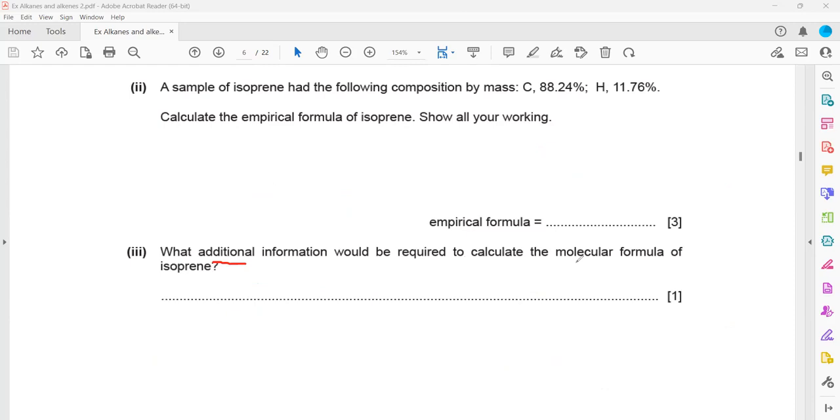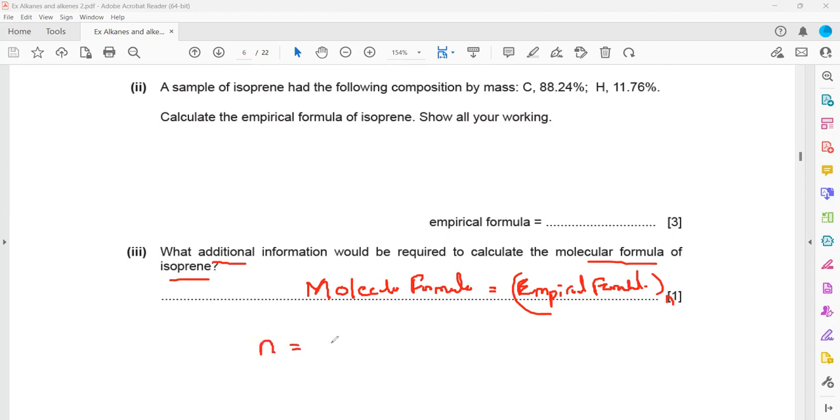What additional information is required to calculate the molecular formula? We need the molecular mass, because the molecular formula equals the empirical formula times n. n is the molecular mass divided by the empirical mass. So we need both of them, the molecular mass and the empirical mass, because you can only find n by molecular mass over empirical mass.